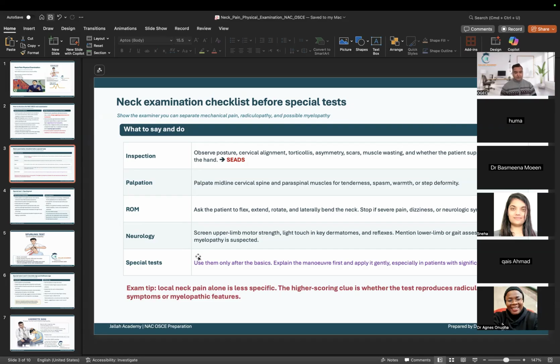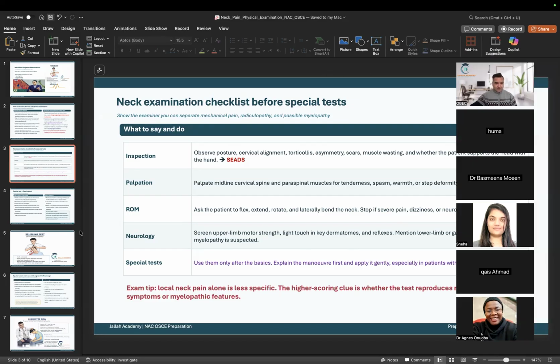Exam tip: local neck pain alone is less specific. The higher scoring clue is whether the test produces radicular arm symptoms or myelopathic features.